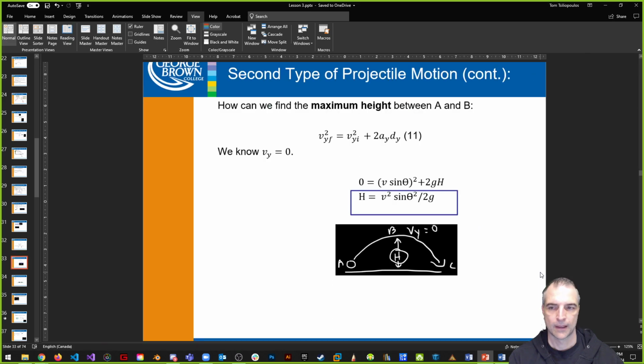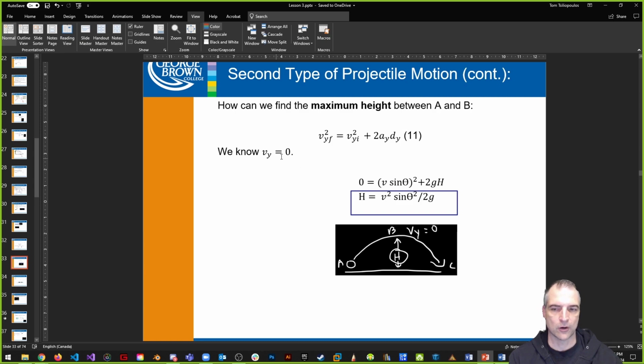Okay. How can we find the maximum height? So those are two different things. Total time, maximum height. How do we find the maximal height? Well, we know that we can use an equation like v squared y final is equal to v squared y initial plus 2 times the acceleration on the y-axis times the total displacement on the y-axis. Okay, that's the equation we get. I'm not going to derive it for you, but we know that this is the case.